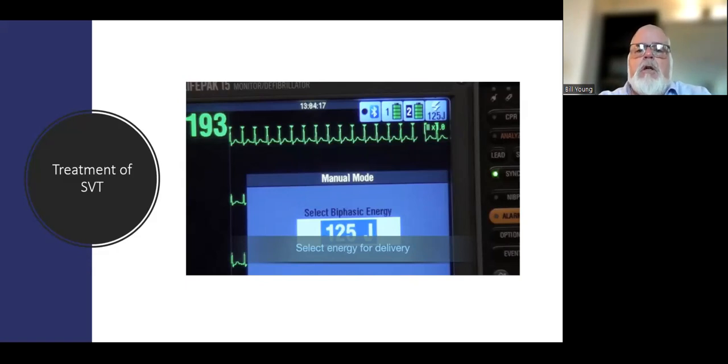Huge difference between synchronized cardioversion and defibrillation. So, Mark, tell me what is one of the differences between synchronized cardioversion and defibrillation? And if you're talking, you'll need to unmute. Okay, not sure where Mark is. Anybody, what's the big difference between synchronized cardioversion and defibrillation?